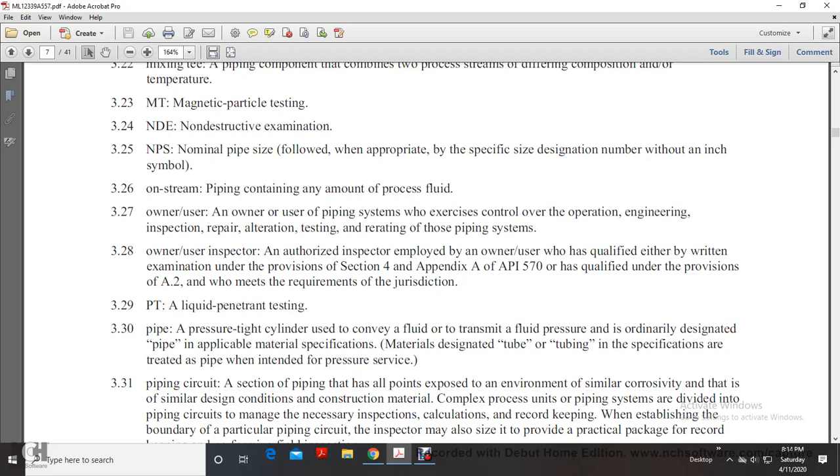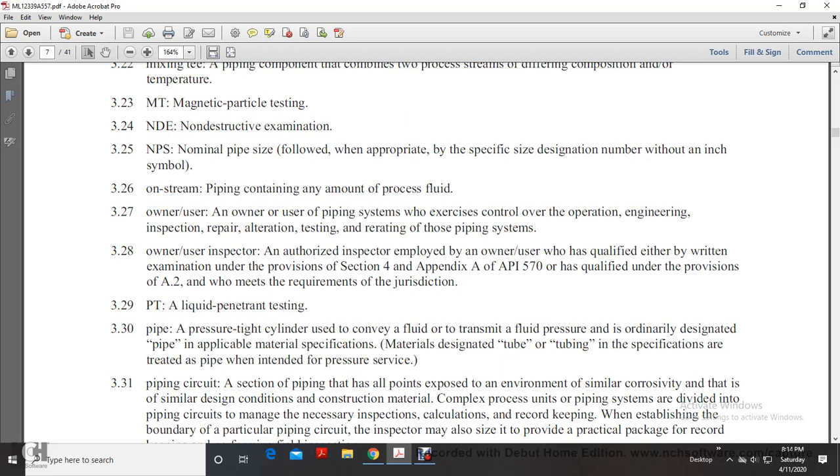Owner-user inspector: an authorized inspector employed by the owner-user, qualified either with a written examination under the provisions of Section 4, Appendix A of API 570, or qualified under the provisions of Appendix A2, who meets the requirements of the jurisdiction. PT: liquid penetrant test.